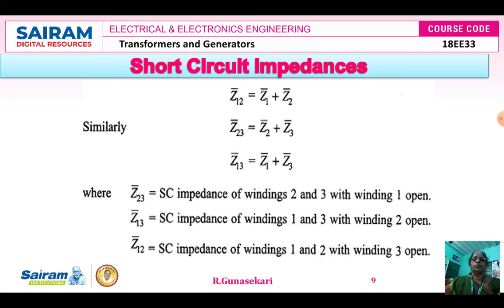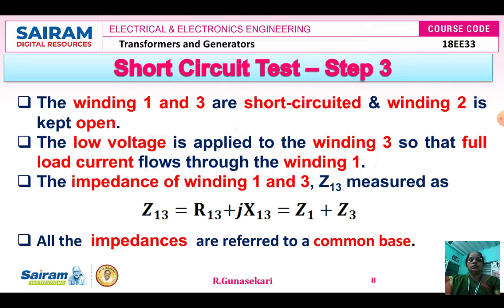Then step 3. In step 3, windings 1 and 3 are short circuited and winding 2 is kept open. Now low voltage is applied to winding 3. Now the full load current flows through winding 1. Now we calculate the impedance of windings 1 and 3, that is Z13, which is the combination of Z1 and Z3. Therefore Z13 equal to R13 plus jX13, equal to Z1 plus Z3.